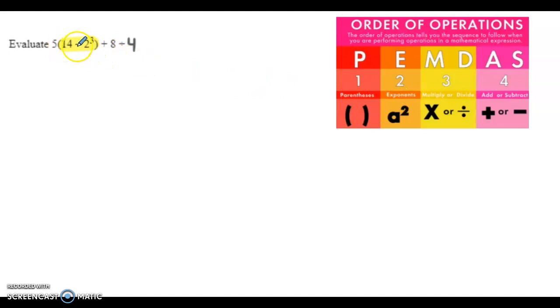I can't do 14 minus 2 and then raise it to the third power. I have to do the exponent before I can subtract. So I'm going to do negative 2 to the third power first. And I'm going to do that in my calculator, and I'll show you how to type that in.